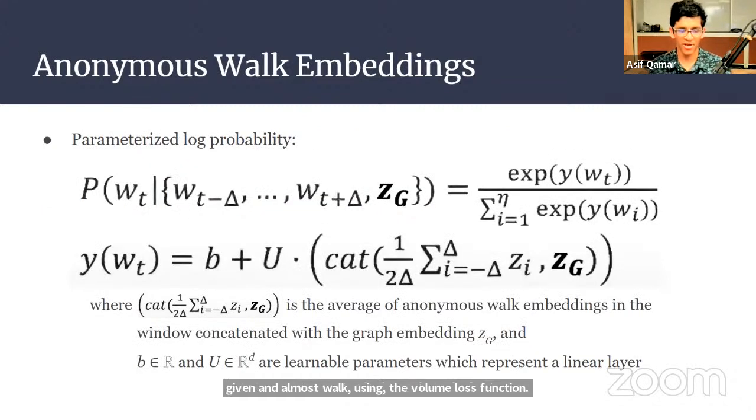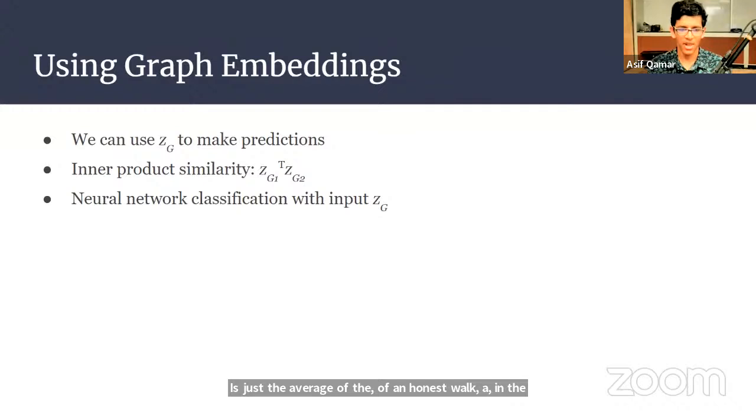And if we apply softmax to that loss function, we can get the following parameterized log probability, where cat over 1 to delta is just the average of the anonymous walk embeddings in the window concatenated with the graph embedding. So if we want to use graph embeddings, it's pretty similar to how we would use node embeddings. We can use the inner product similarity of 2 different embeddings, or we can provide the graph embedding as an input to a neural network classification system.